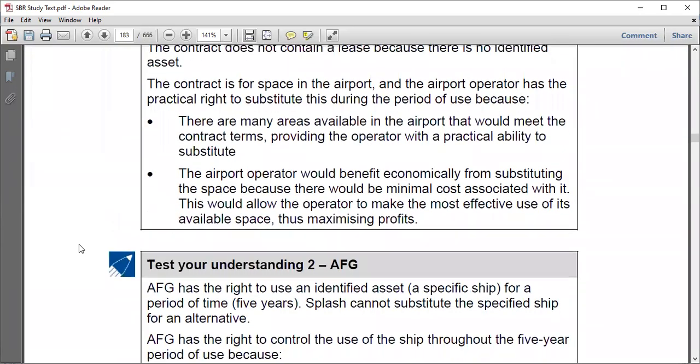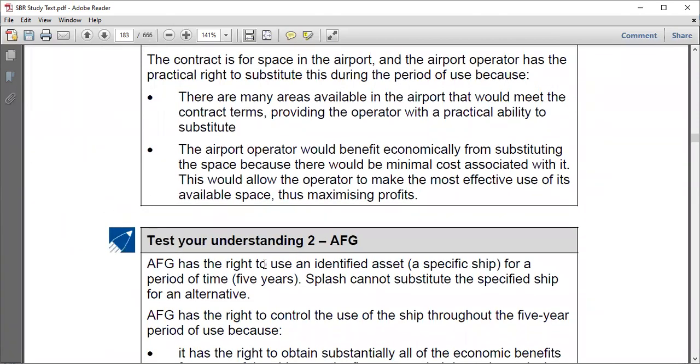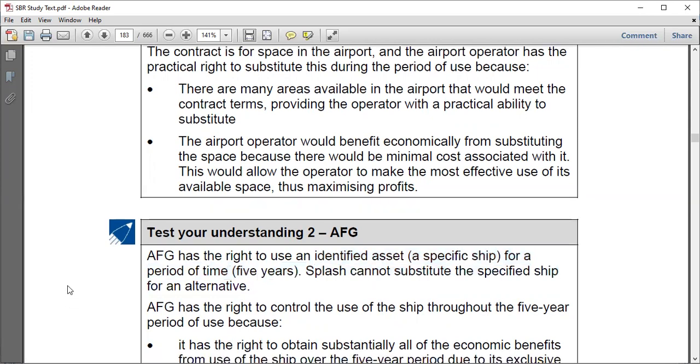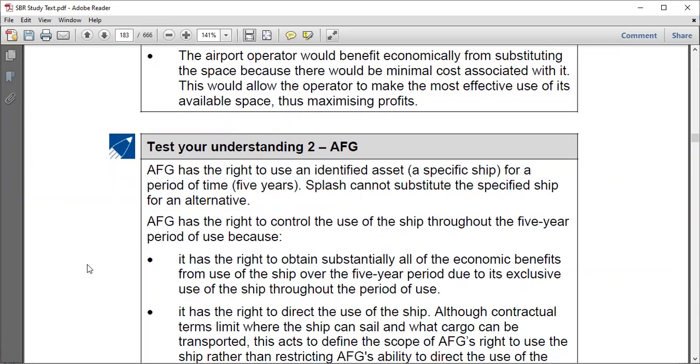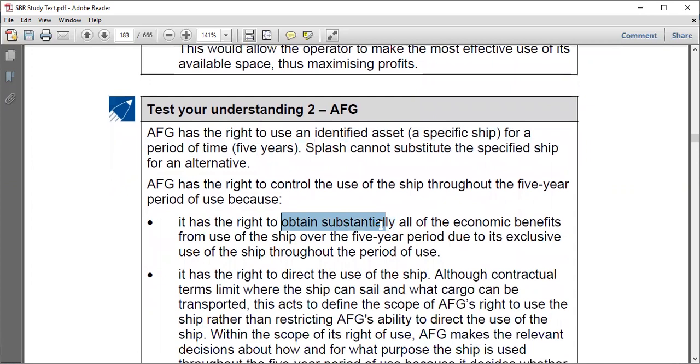Now, by starting, you say that AFG has the right to use an identified asset. Now it's known there is an identified asset, not like before. It is a specific ship for a period of time, that is 5 years, and Splash cannot substitute, no substitution right. So the asset is really known, unlike for the first question. But also AFG has the right to control the use of the ship through the 5-year period that was stated. And why now? Because first of all, it has the right to obtain substantially all the economic benefit from the ship due to exclusive use of the ship. We are told that they can decide where to sail, what time to sail, something like that.